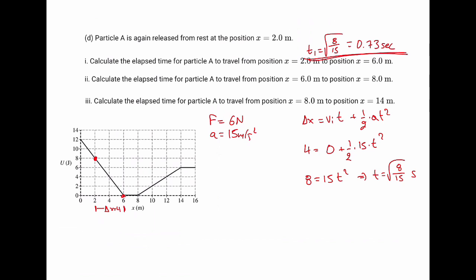Now, for the second part of the motion, from 6 to 8 meters, the object is moving with 0 acceleration, so the object is moving with constant speed. So in order to find the time, we'll use the rule v equals distance over time. Now, the distance is 2 meters from 6 to 8 meters, but we don't know the velocity. However, we know that the velocity is the final velocity of the previous part.